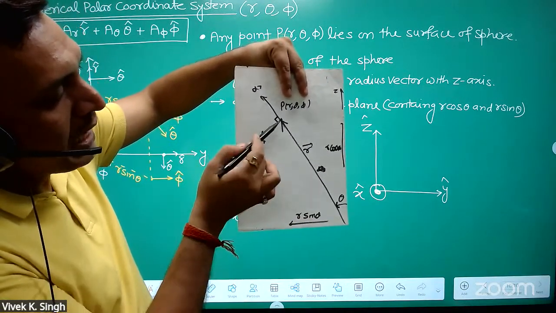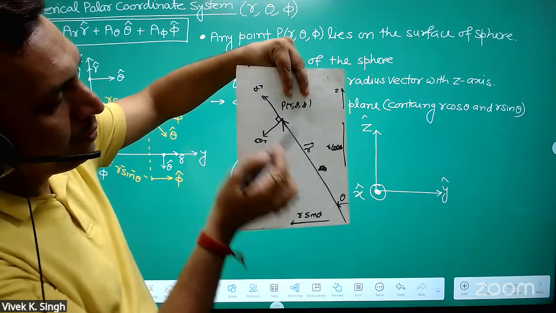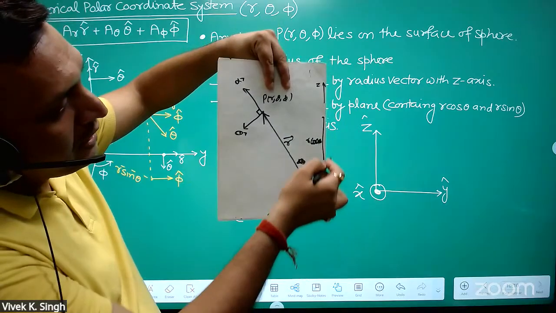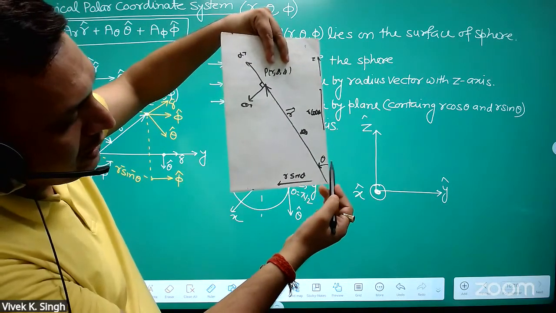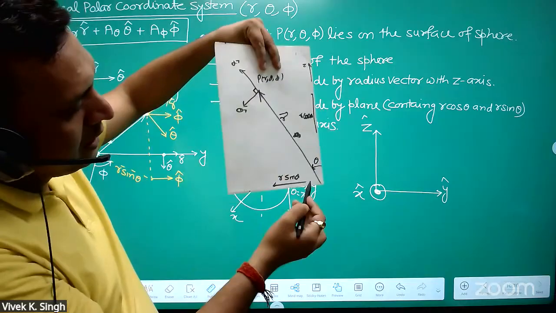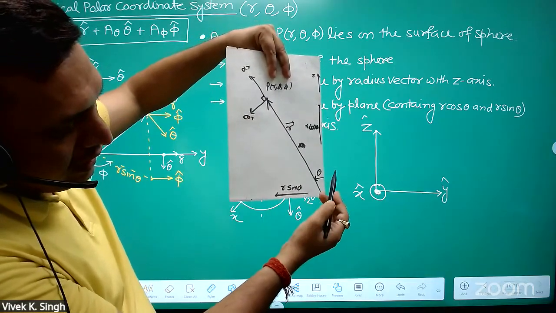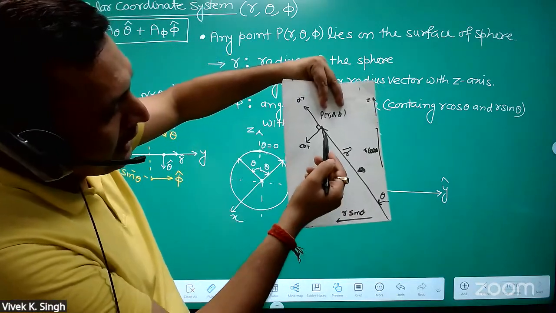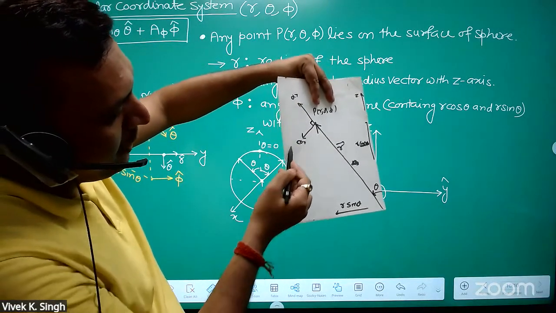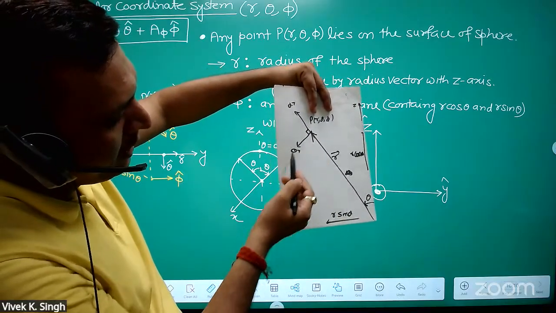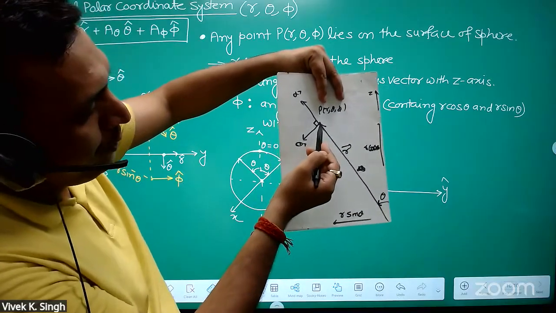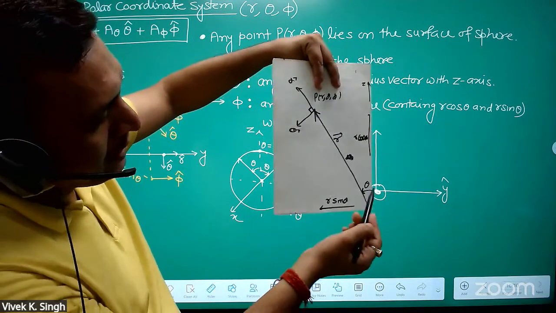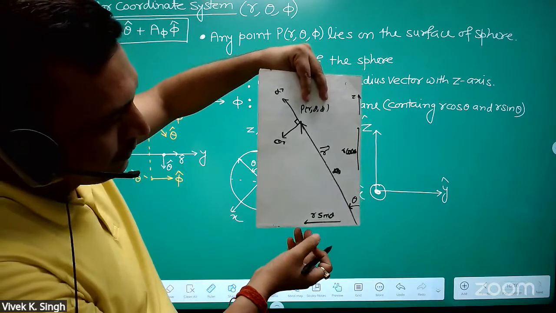Now see, what will be R cap? R cap will be in the increasing direction of R, and this direction is Z cap. So what will be theta? Theta is this direction, because this is Z and this is the theta that I have shown you. So theta cap will be perpendicular to R cap, in the increasing direction of theta, because if point P moves in the theta cap direction, then theta will increase. Yes or no?